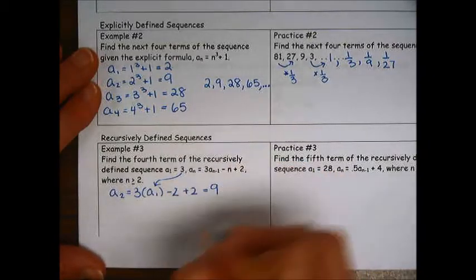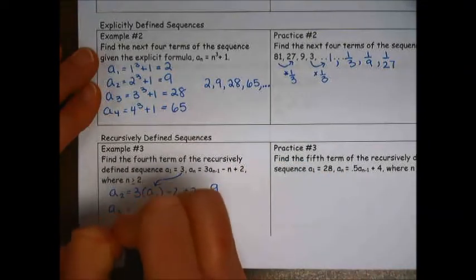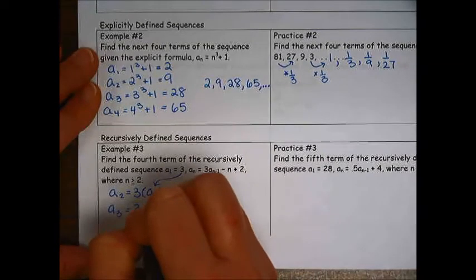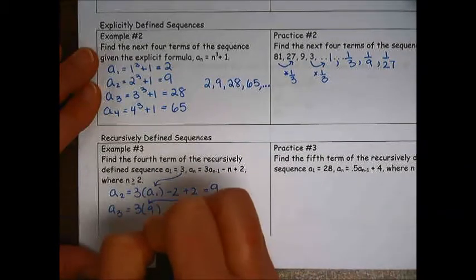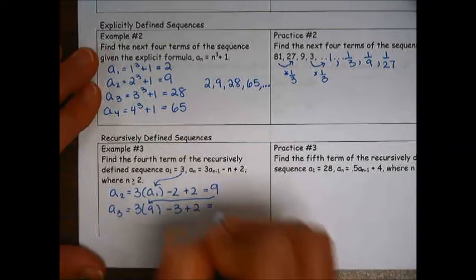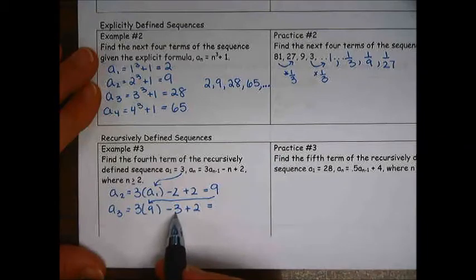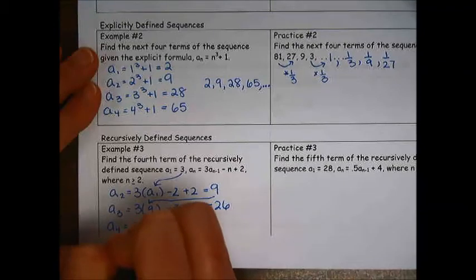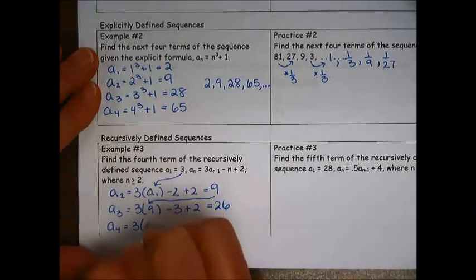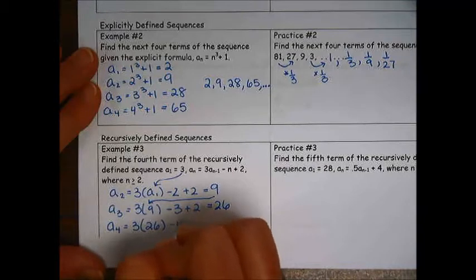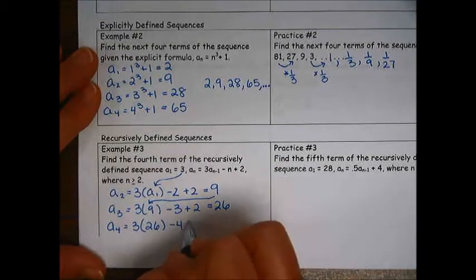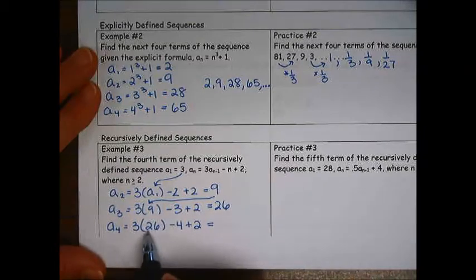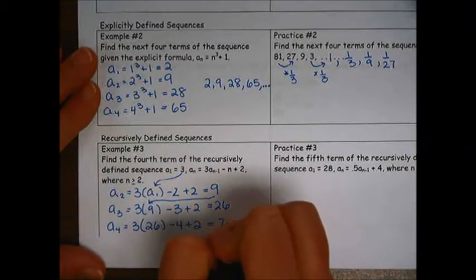would be 9. To find the third term, I would take 3 times, and I want to plug the second term in, which is 9, minus 3 plus 2. So 27 minus 3 is 24, plus 2 would be 26. To find the fourth term, it's 3 times the third term, which happens to be 26, minus 4, because n is 4, plus 2. 3 times 26, I know 3 times 25 is 75, plus 3 is 78, minus 4 is 74, plus 2 is 76.